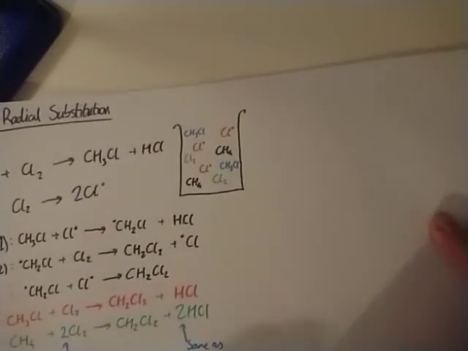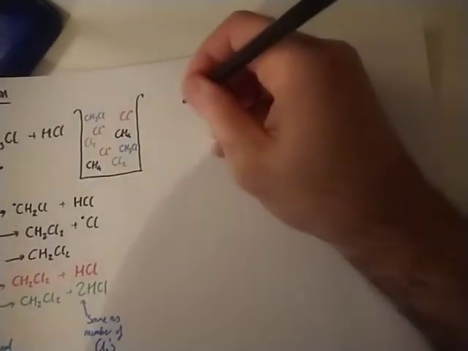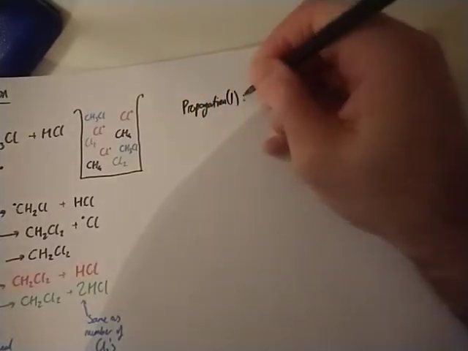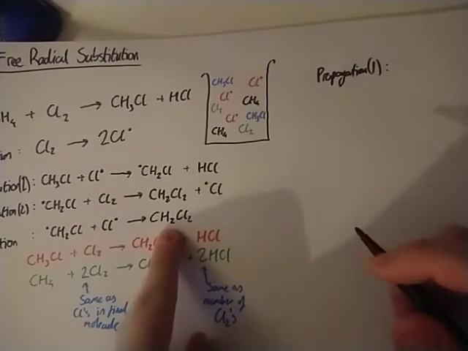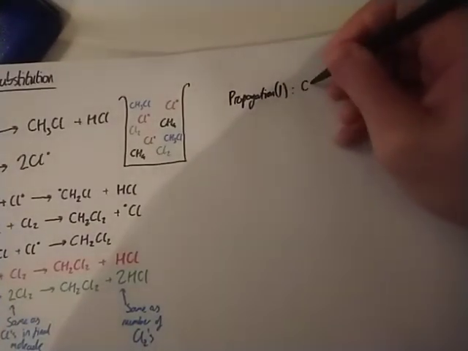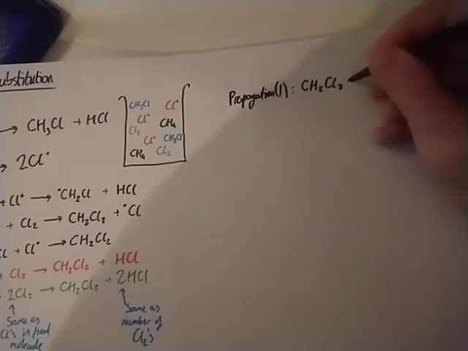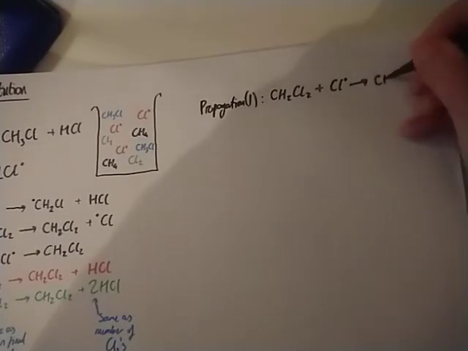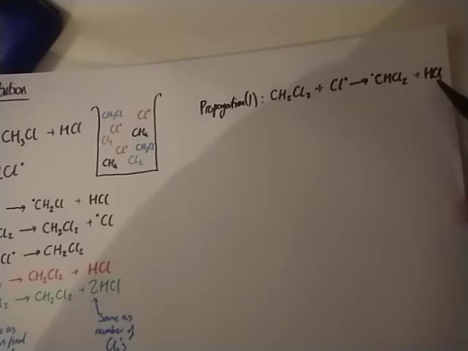So we could, if we wanted to, do the propagation steps, starting off with this CH2Cl2, which is now in our reaction mixture. And again, it would react with a chloride radical. It would take one of the hydrogens off of the dichloromethane to produce a radical, and we're making more of the HCl. That's why we always get the same number of HCl's being produced in the final reaction, because every time you put a chlorine onto the organic molecule, you make one HCl.